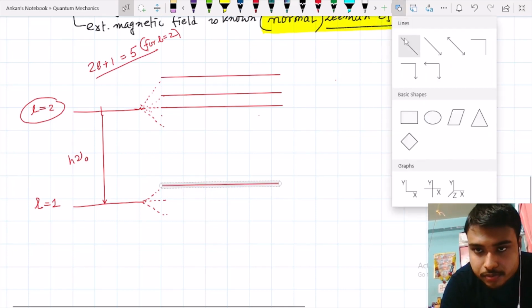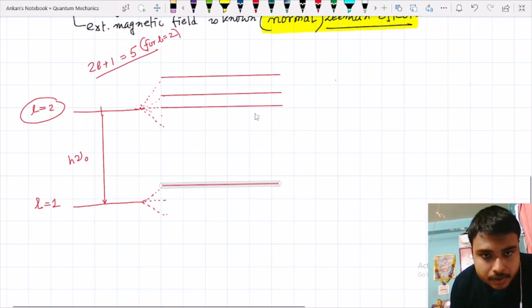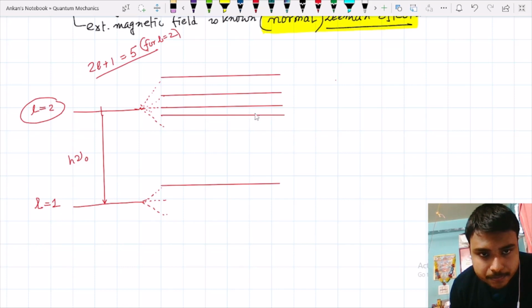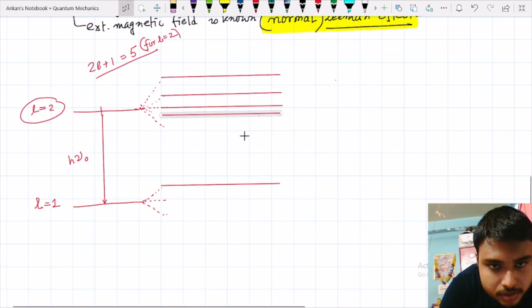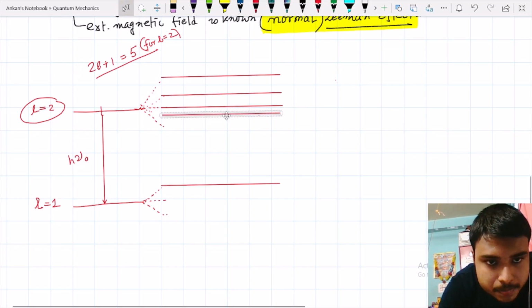Please draw this carefully, otherwise the diagram will be dirty and very difficult to notice.